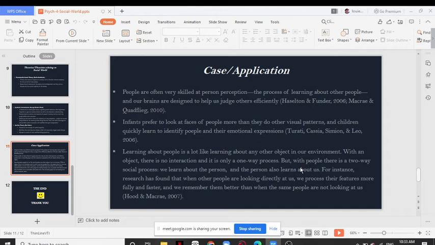Pag nakita nila yung tao na agad sila ngingiti kahit hindi nila kilala, unlike children na alam na nila ang kanilang nararamdaman. If hindi nila kilala yung tao, ang kanilang response is tatakbo palayo or iiyak. Yung ibang bata naman is magtatanong kasi nga curious sila.